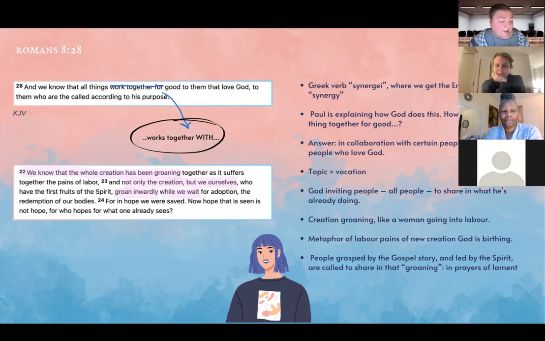Now, in Romans 8, we get a fuller context of Paul's idea, and he explains how this works in practice. God knows that the present creation is groaning together, like a woman going into labor. These labor pains are the birth pangs of God's new creation. And people who have been grasped by the gospel story, people who are led by his Spirit, are called to share in that groaning in prayers of lament.